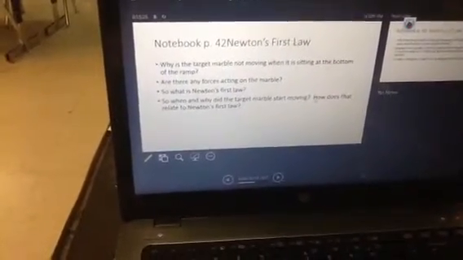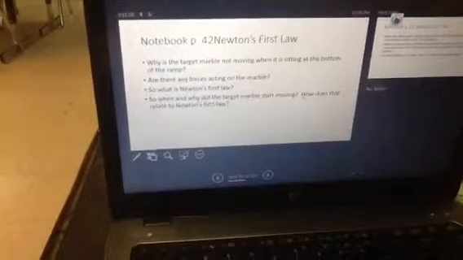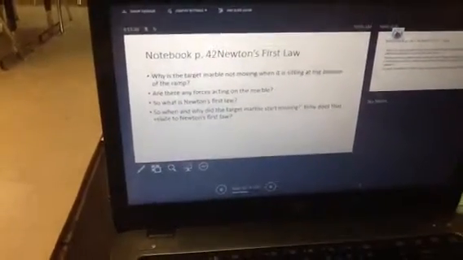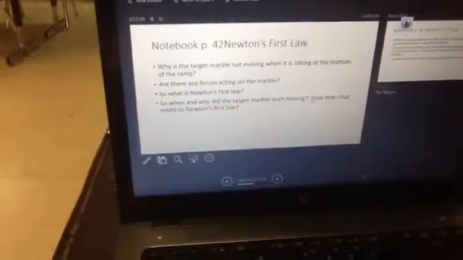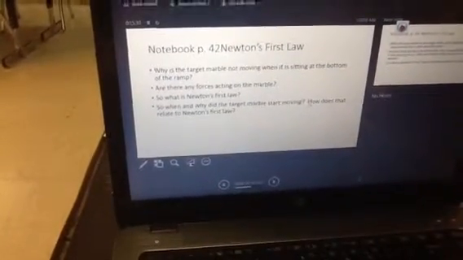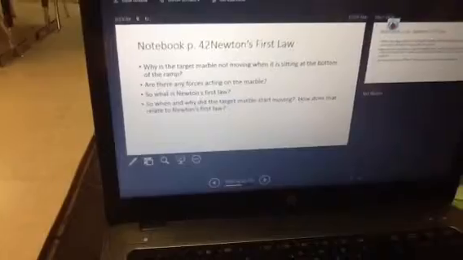Another marble acts on it when it hits it. So when did the target marble start moving, which changes that force in Newton's law? It's when the ramp marble, the one at the ramp, started hitting it. Okay, so that's just Newton's first law.